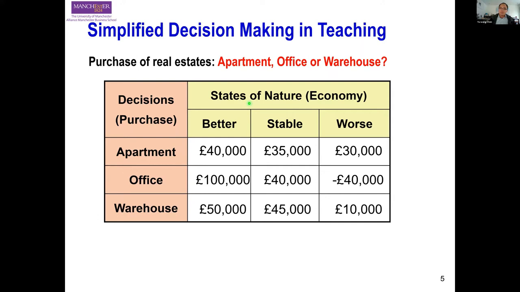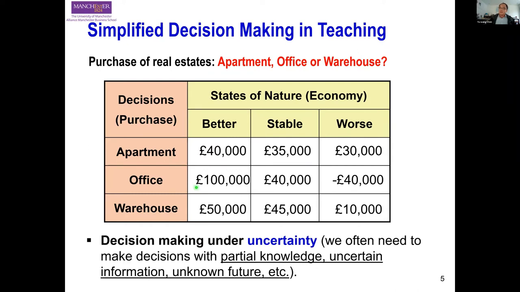That's a decision-making problem. Of course, if it is for sure the economic situation will become better next year, there's no issue at all in decision-making, right? We pick, say, this option, which gives the highest return. But very often we have to make decisions under uncertainty. We are not very sure what will happen in the future. So the future is uncertain. So we consider decision-making under uncertainty. Uncertainty can be associated with partial knowledge, uncertain information, unknown future, etc.